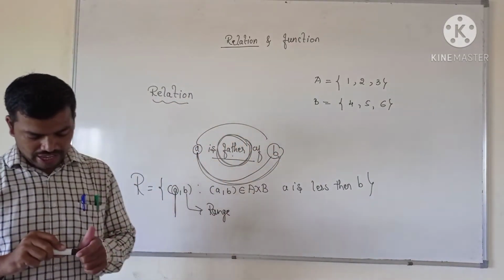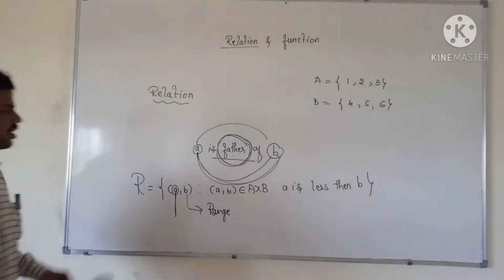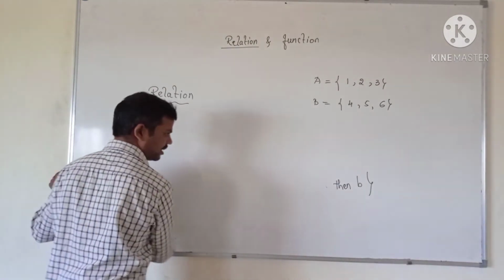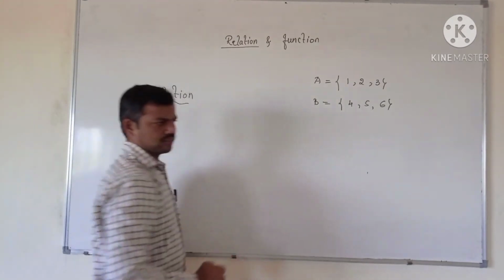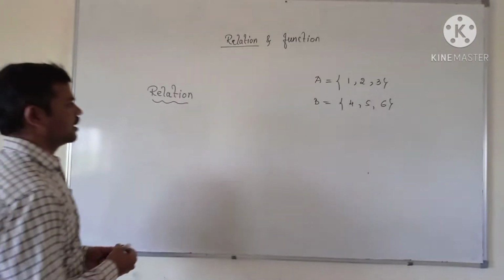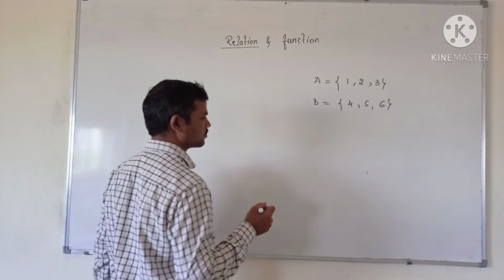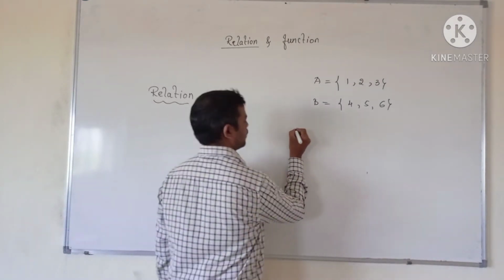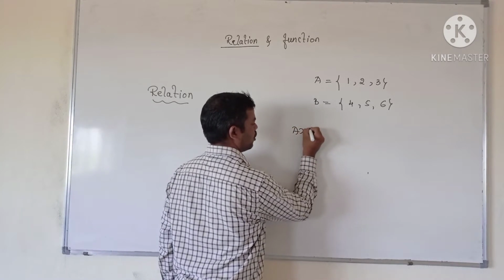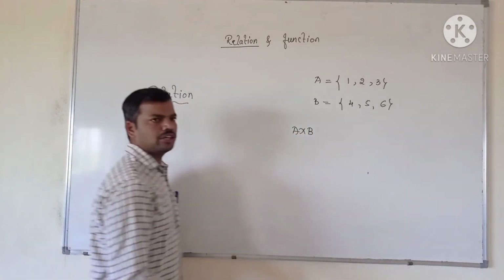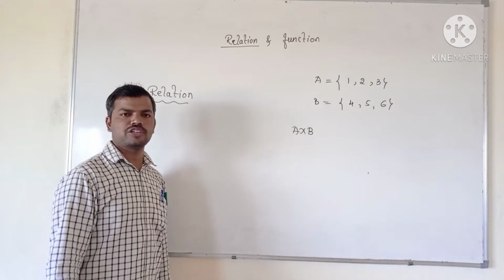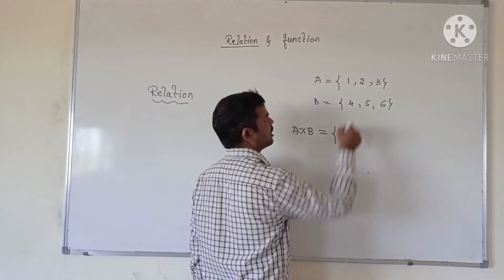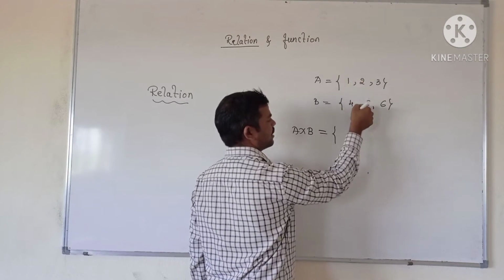5, 6. If we have that, we can first find the Cartesian product. We know how to find the Cartesian product from previous video classes. A cross B is the pairing of the elements of A with the elements of B.